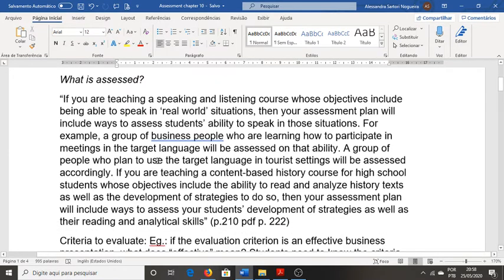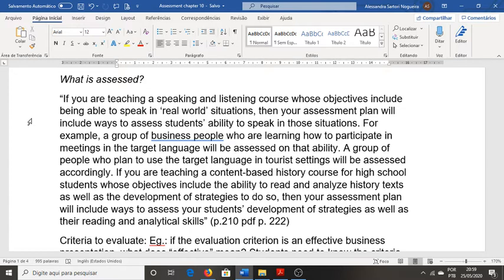What is assessed? So here I have the transcription of a paragraph from the book. I'm going to read it to you. Graves says, if you're teaching a speaking and listening course whose objectives include being able to speak in real-world situations, then your assessment plan will include ways to assess students' ability to speak in those situations.